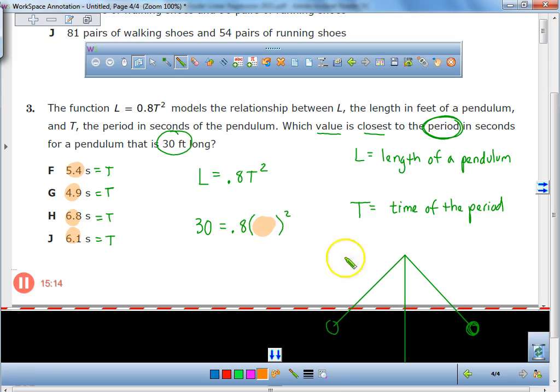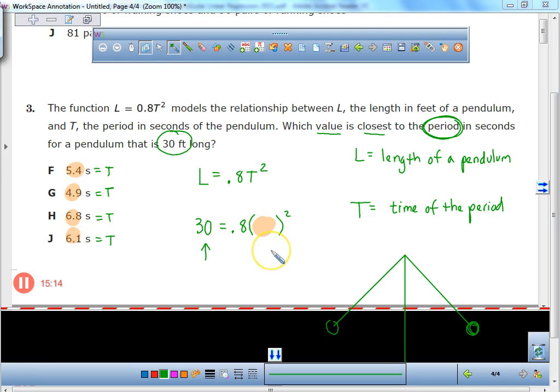Take the numbers and test them. Find which one of these gets closest to 30. That's all I want you to do right now. See if you can figure it out. All right. Did anybody figure out what the answer was that they chose? What'd you guys choose? You chose J? Okay, so let's test it out.